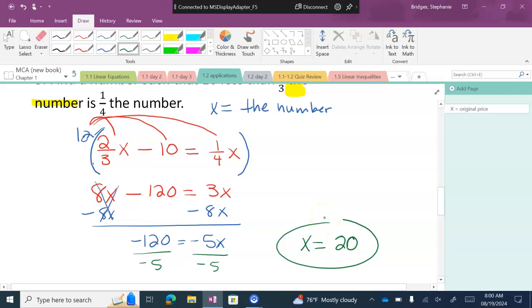So my number that is 10 less than 2/3, and also is equal to 1/4 of that number. So, yes.